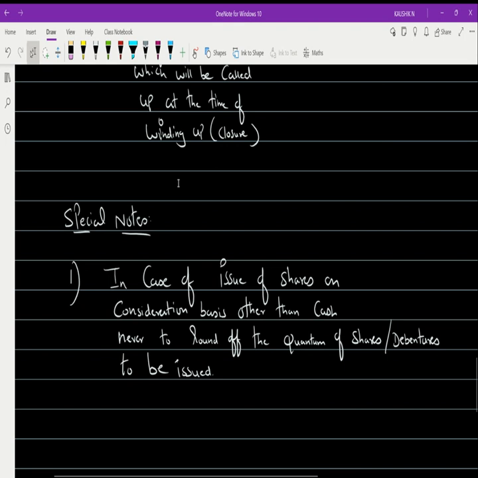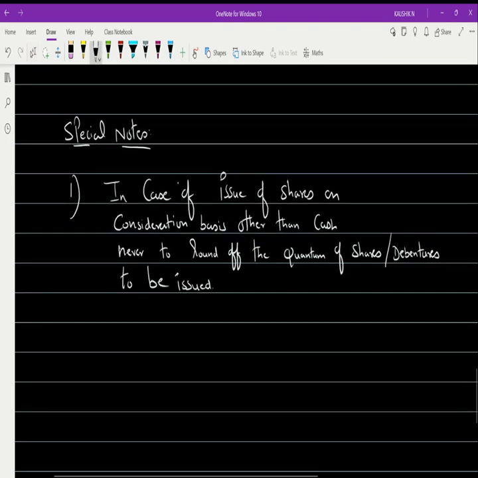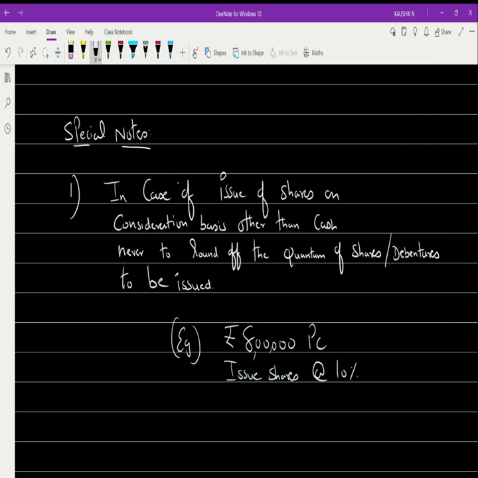For example, let me give you an example. A value of rupees 8 lakhs is your purchase consideration, and for this you are going to issue shares at 10 percent discount or debentures at 10 percent discount.